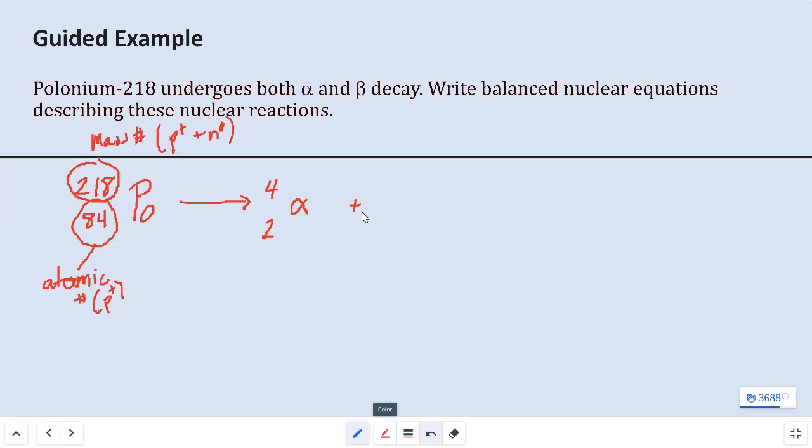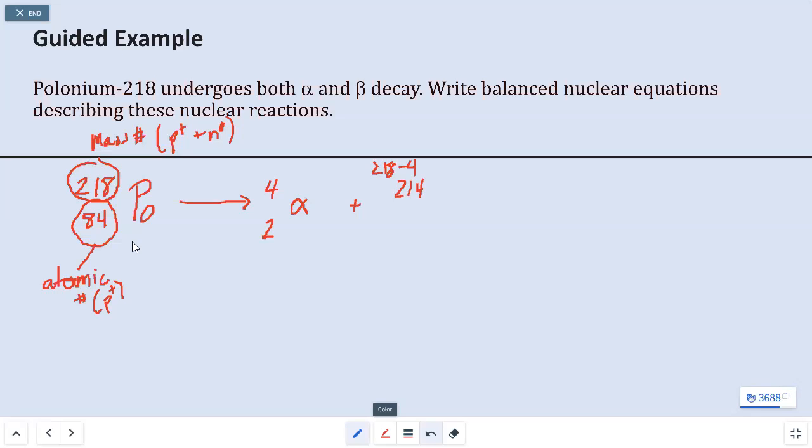Well, to answer that question, we need to go into those conservation ideas. The total mass number of polonium was 218. That means that the total mass number on this side of the equation also has to be 218. So if the alpha particle accounts for 4 of that, the other particle, whatever it is, is going to account for the rest. 218 minus 4 would give us 214 as the mass number of whatever it is that we are looking at.